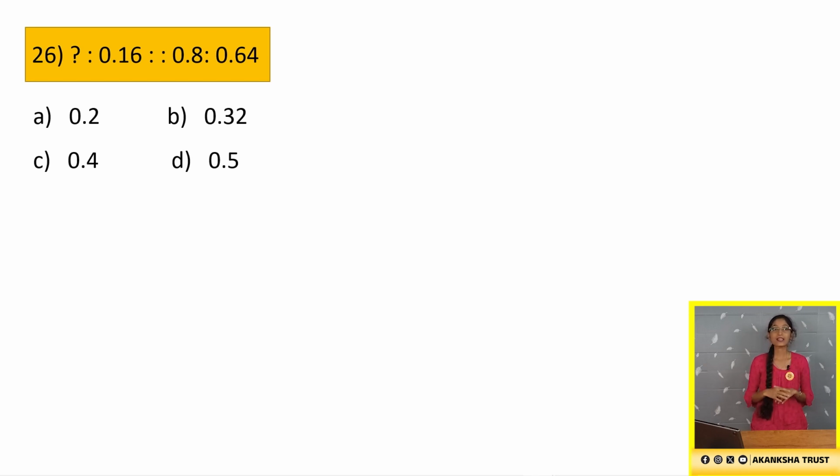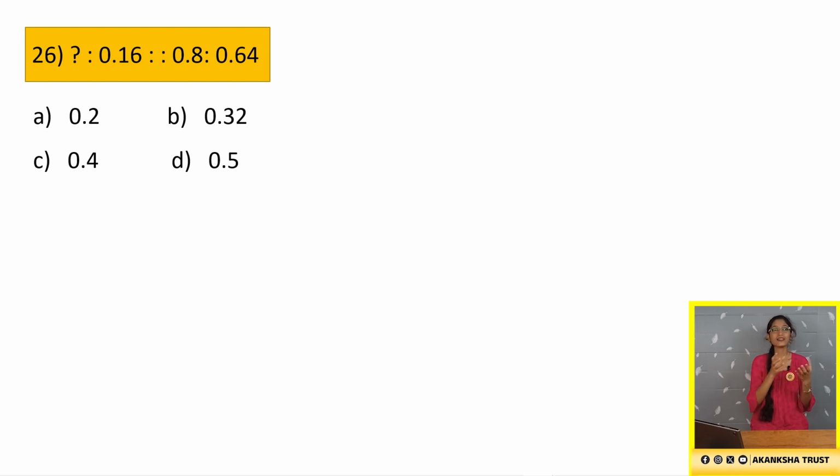The numbers are like this: question mark and 0.16 is the first set, and the second set is 0.8 and 64 is the question. See, all the numbers in the question set are decimal numbers, and the option set too: 0.2, 0.32, 0.4, 0.5. So instead of taking stress, look at 8 and 64. How are they related? Yes, 8 square is 64.